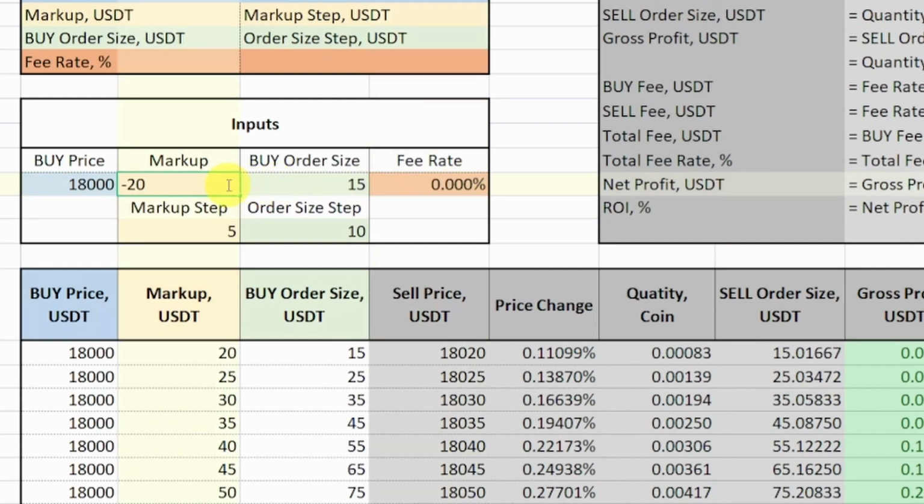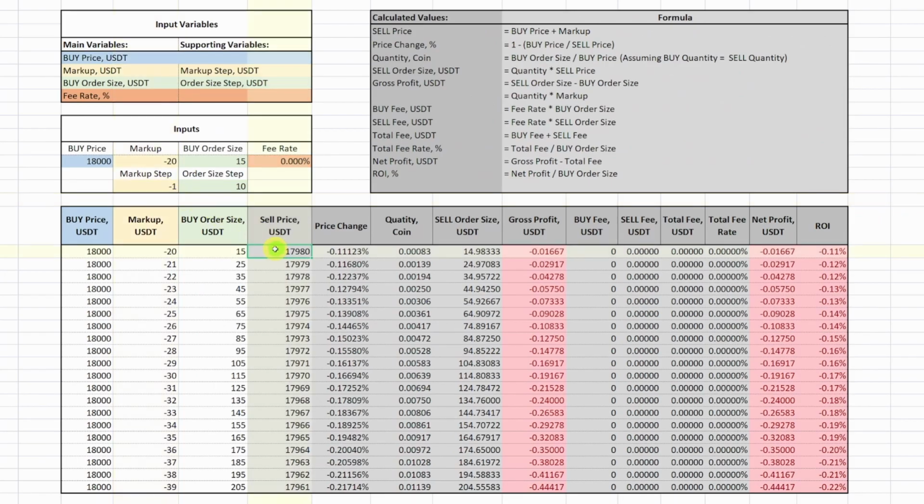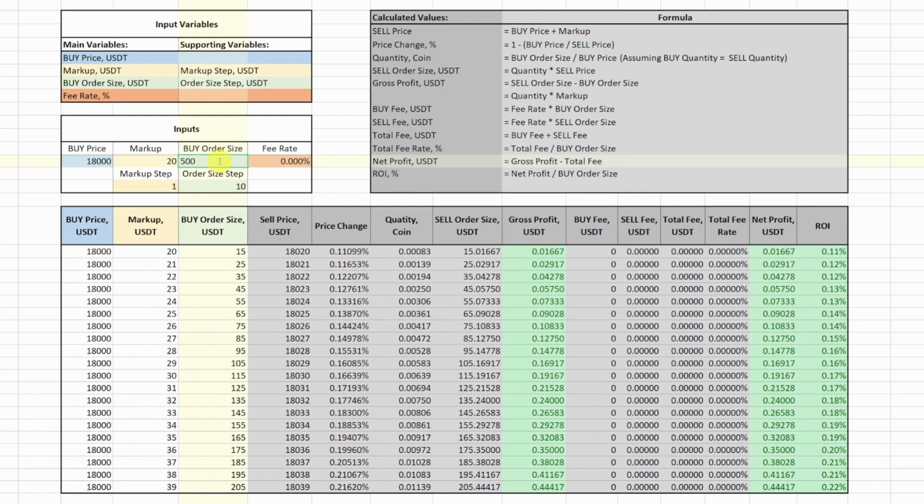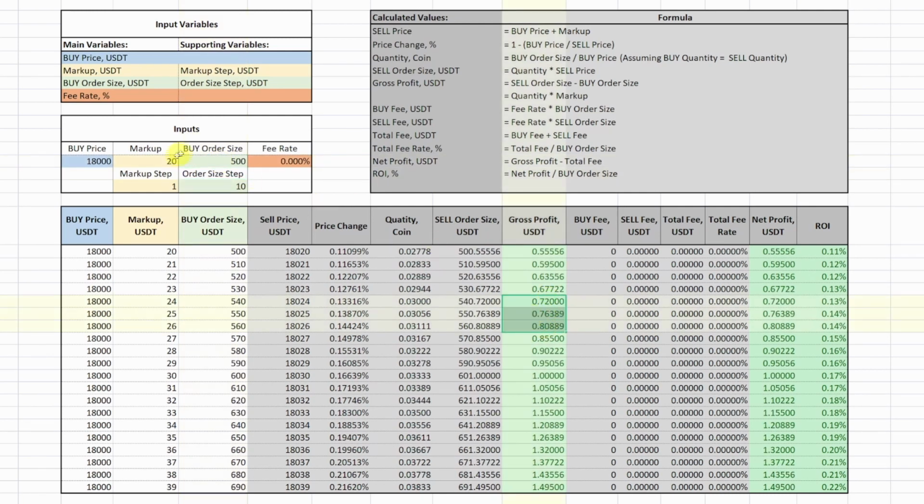Fees or no fees, if the sell price is below the buy price, you always lose money on the spot. Next, as long as the sell price is higher than the buy price, at 0 fees, you always make money. How much is only a matter of the order size and the markup. Now, once you factor in the fees, it gets quite interesting.